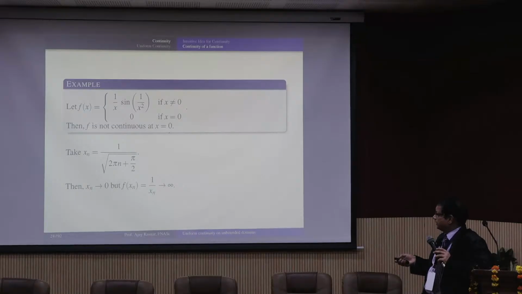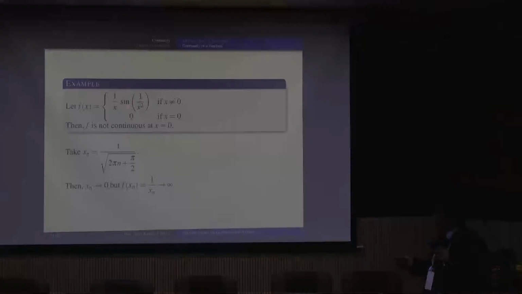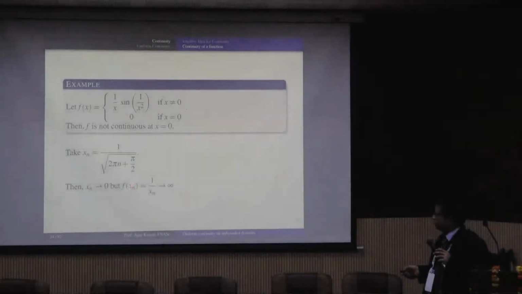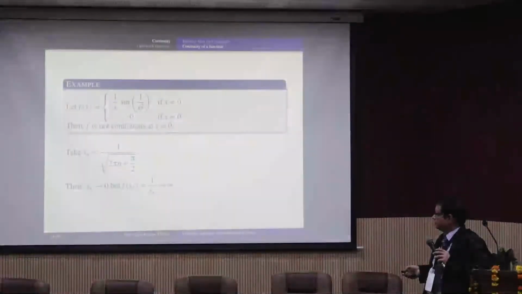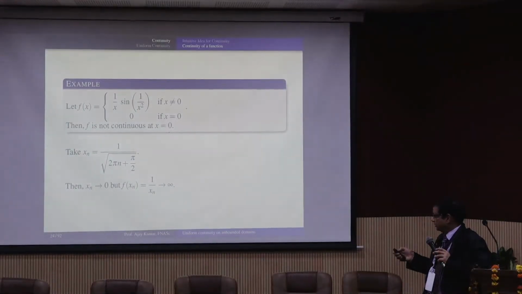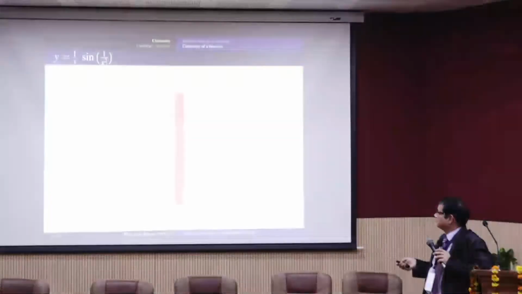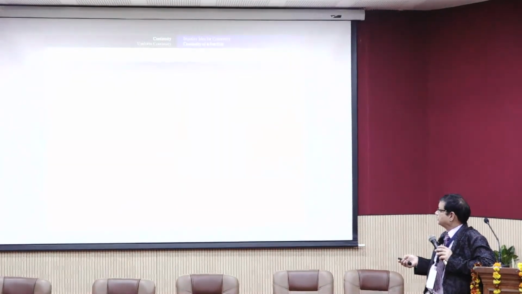So I have created one sequence xn. It is 1 upon square root of 2n pi plus pi by 2. And if you put the values over here, this xn goes to 0 and f of xn goes to 1 upon xn, so it goes to infinity, meaning this is not a continuous function. Same situation here graphically, 1 upon x sine 1 by x squared.